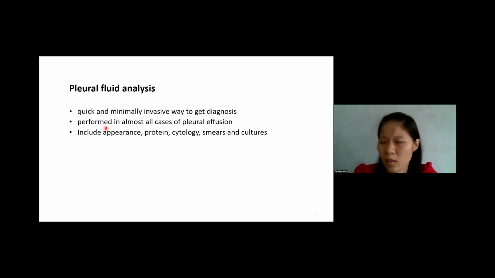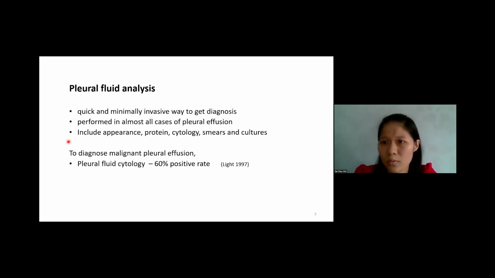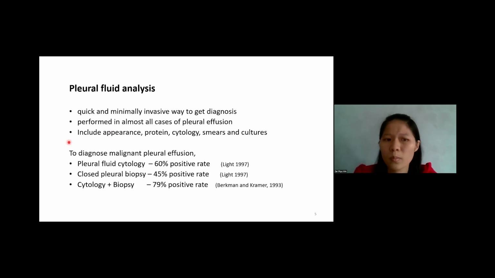Pleural fluid analysis includes checking its appearance, measuring pleural fluid protein, doing cytology examinations, smears, and cultures. From pleural fluid analysis, if we want to diagnose malignant pleural effusion, the pleural fluid cytology has a yield of 60% positive rate. If we do closed pleural biopsy, it alone gives only 45% positive rate. Pleural fluid cytology has better yield than the closed pleural biopsy. Now, when we combine these two, both pleural fluid cytology and the pleural biopsy, the yield increases to 79% positive rate.